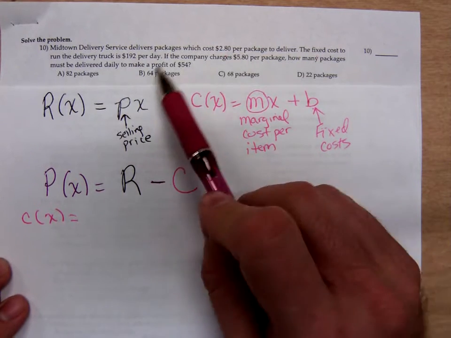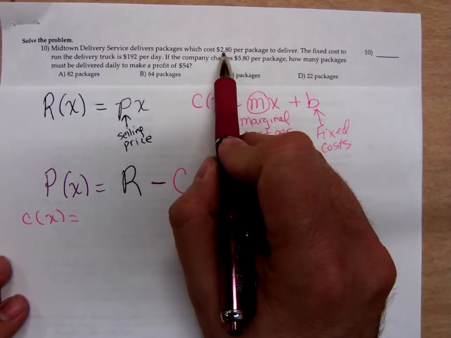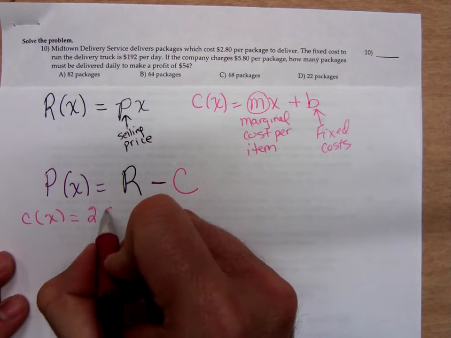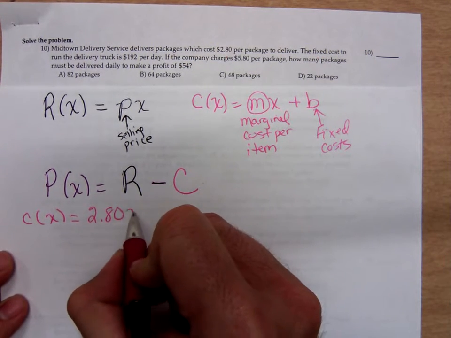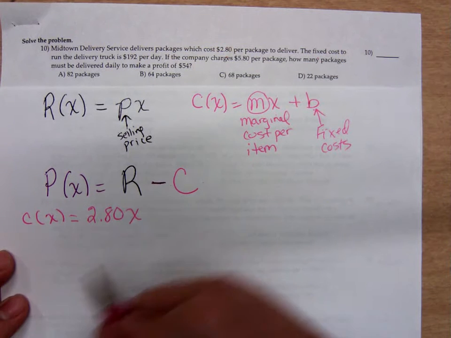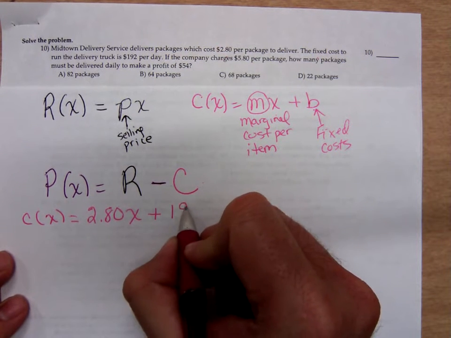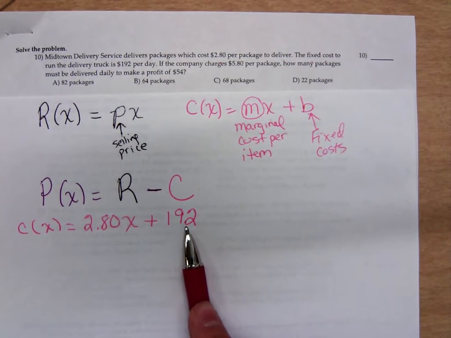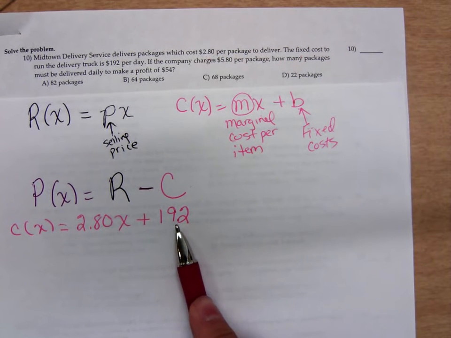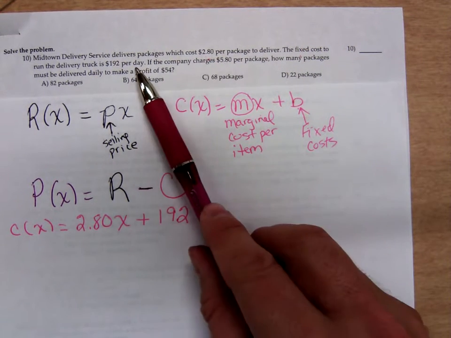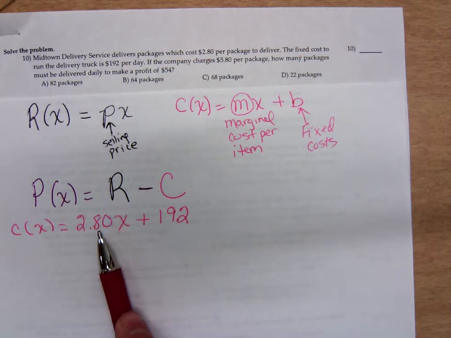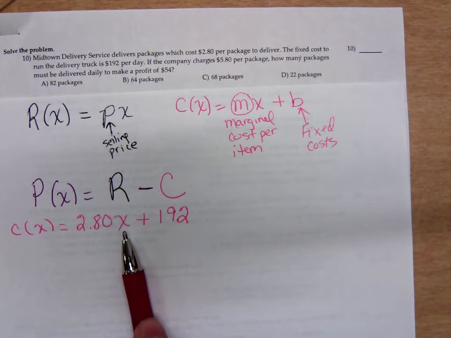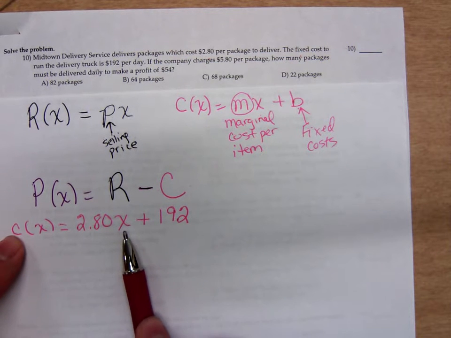So to write just the cost function, the $2.80, that's the marginal cost, $2.80 times the number of packages plus $192. For instance, if they only delivered one package one day, they would still have to pay the $192 for the truck rental or whatever this money is that it costs to run the truck, and the $2.80 for the one package they delivered. Okay? So that's the cost function.